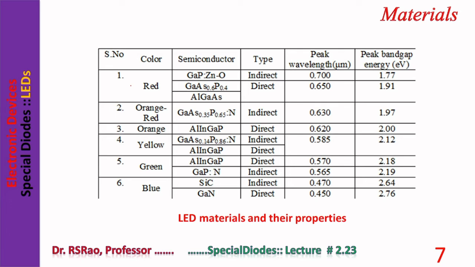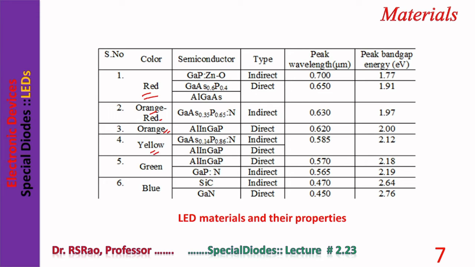If you want a red color emission, then you have to go for gallium phosphide, zinc oxide, this particular combination. Or one can go for gallium arsenide phosphide, aluminum gallium arsenide. If you want orange or red, you have to go for gallium arsenide phosphide, nitride. If orange is the requirement, then one can go for aluminum indium gallium phosphide.